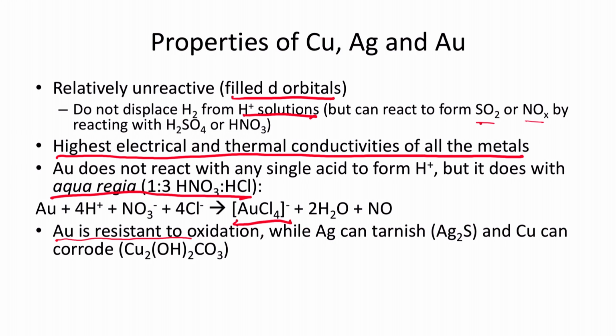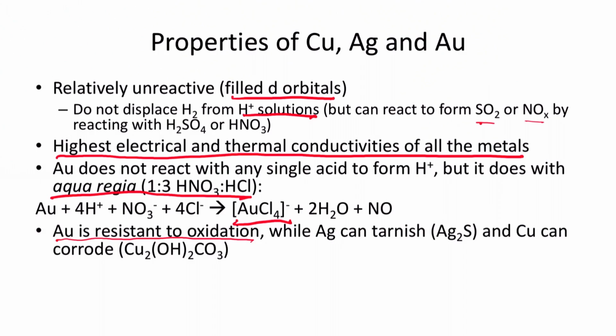Gold is actually resistant to oxidation, right? It doesn't get oxidized easily, but silver can tarnish, right? When it turns black, basically what's happening is the silver is being converted into silver sulfide, Ag2S, which is this blackish color. And copper can also corrode. When copper corrodes, it forms a different compound called Cu2(OH)2CO3, a copper hydroxide carbonate.